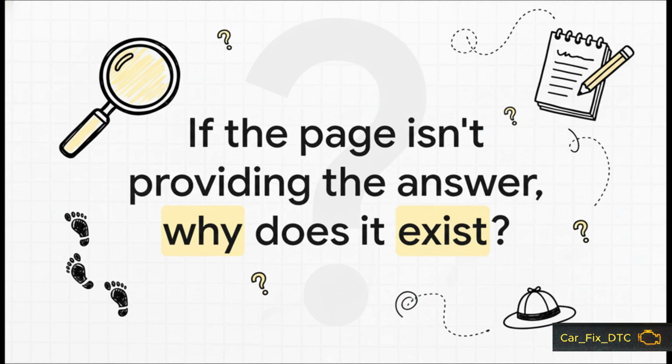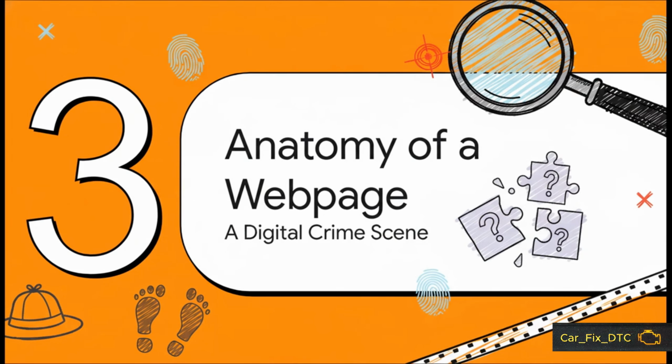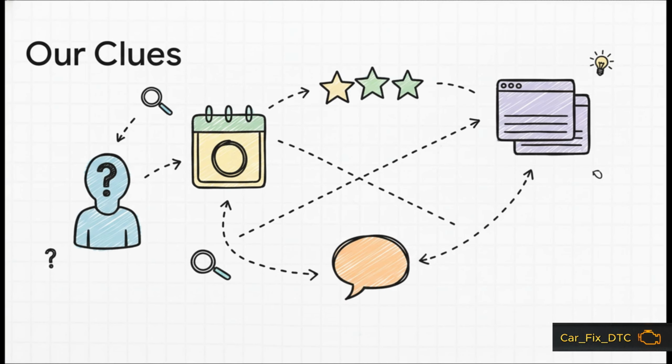This is where our detective work really starts. We have to stop looking for the answer and start looking for clues. So, we're going to dissect this page, piece by piece. Think of it like a digital crime scene. All the evidence is right there, hiding in plain sight. We just have to know where to look. Here's our game plan. We're going to check out 5 key pieces of evidence. Who the author is, the publication date, the user rating, the comments section, and the list of other articles on the site. Trust me, each one tells a part of the story.